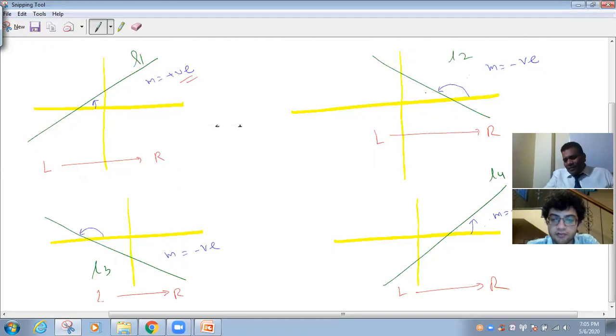Left to right, the line is coming down, slope is negative. Here again, the line is coming down, so slope is negative. Here the line is going up, slope is positive. I think now we have mastered the case of slope of a line being positive or negative. Yes. One more thing, that's an advanced step.